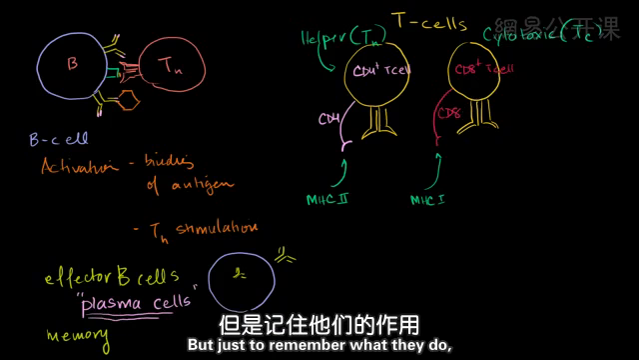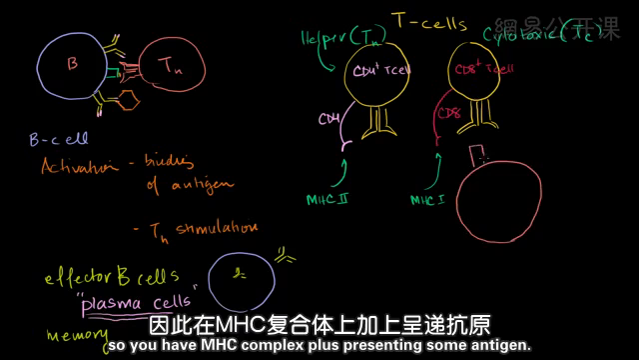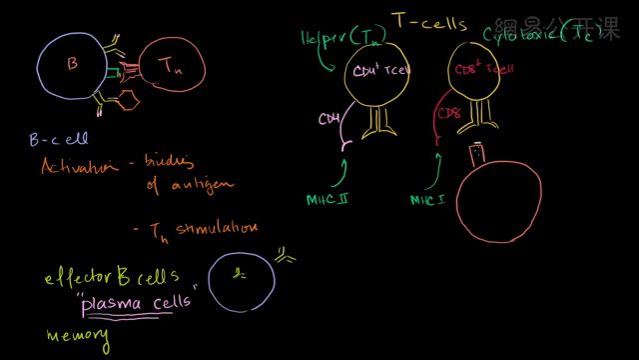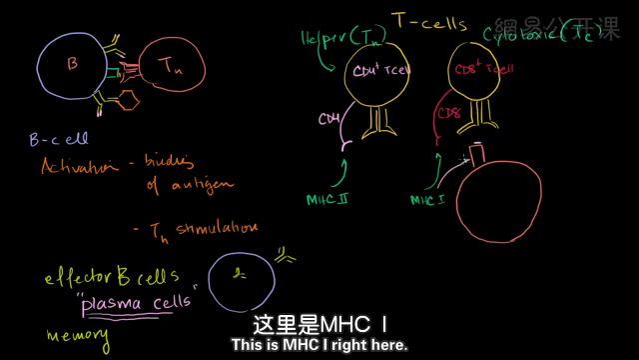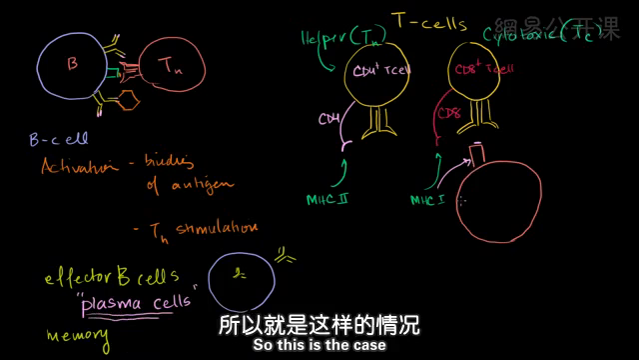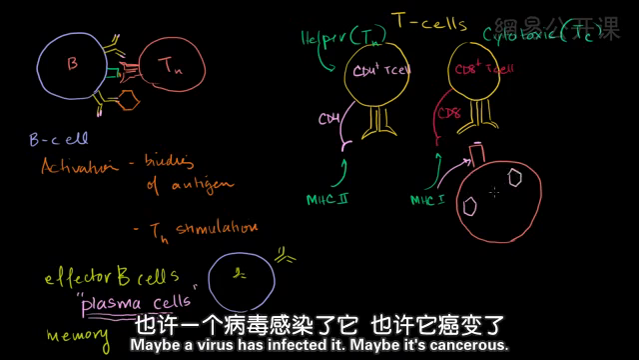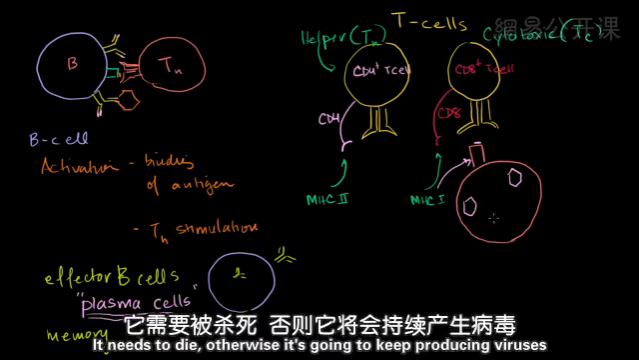But just to remember what they do, this guy, we just said, he wants to bond to the MHC complex. So you have MHC complex plus presenting some antigen. This is MHC1 right here. We learned in the last video, every nucleated cell in the body expresses an MHC1 complex. So this is the case where something wacky is happening inside this cell. Maybe a virus has infected it. Maybe it's cancerous. It needs to die.